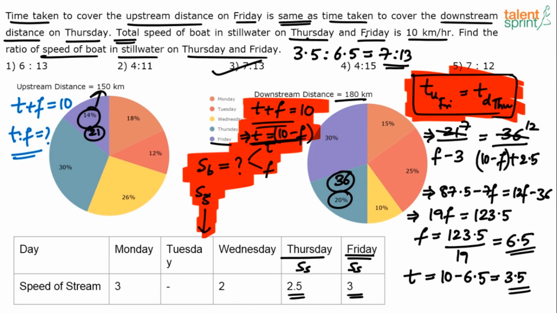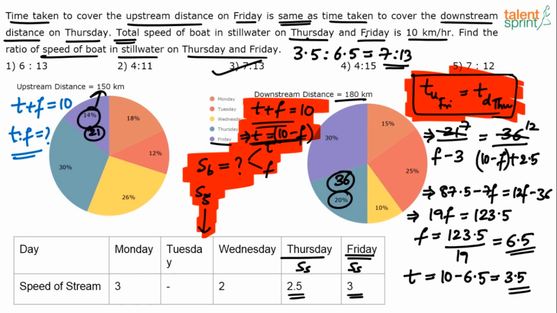I mean, we are assuming that the speed of the boat is an integer value or a multiple of 0.5 or 0.25, but not an irrational value. You understand? So, t plus f is equal to 10. The two values add up to 10. He's asking us to find out t is to f. So, the two terms here in the ratio should add up to a multiple of 10, or a submultiple of 10.